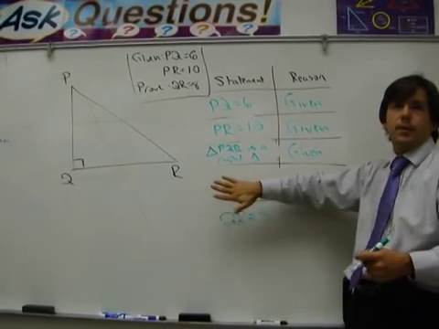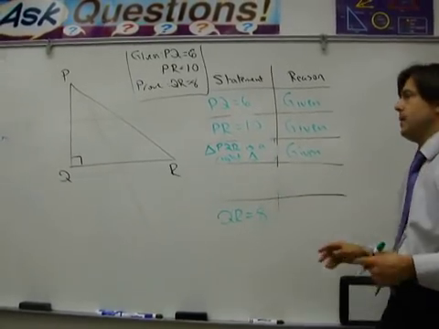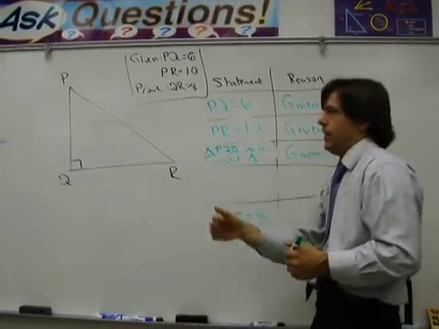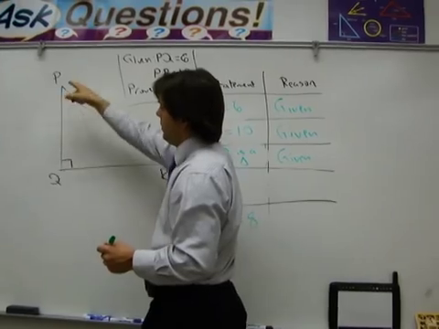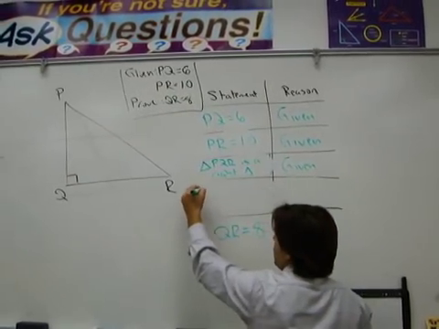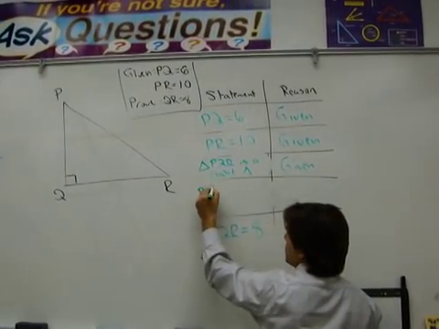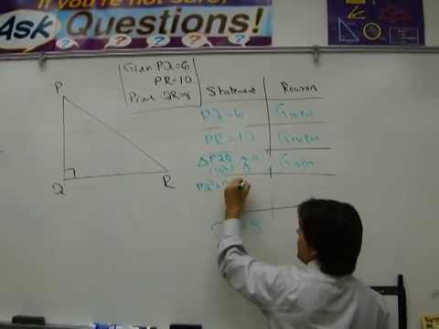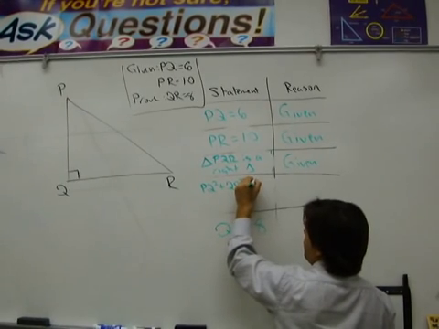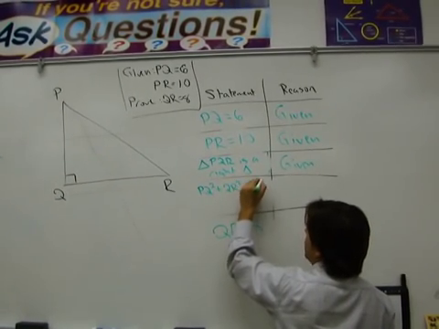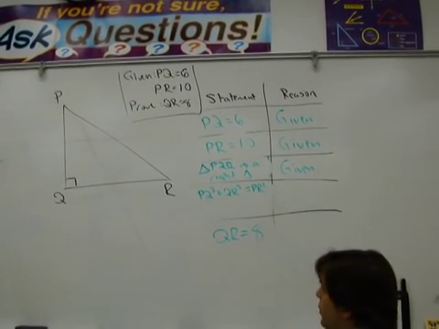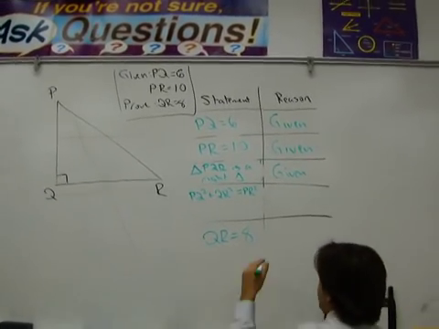Are we ready for the Pythagorean theorem? Yeah. So specifically, you got to give the Pythagorean theorem in the format of the names of the sides. So what's the name of this side? PQ. So what I write is PQ squared plus QR squared equals, what is it? PR squared. Okay. What am I referencing here? The Pythagorean theorem.